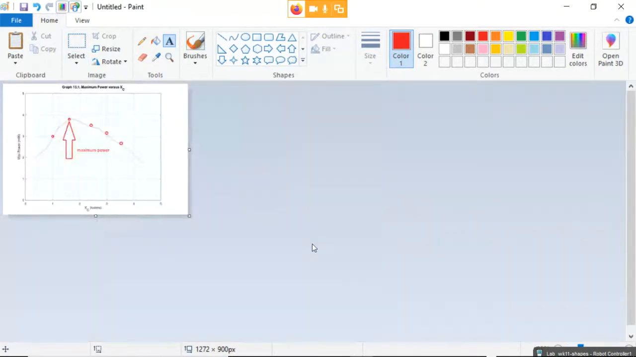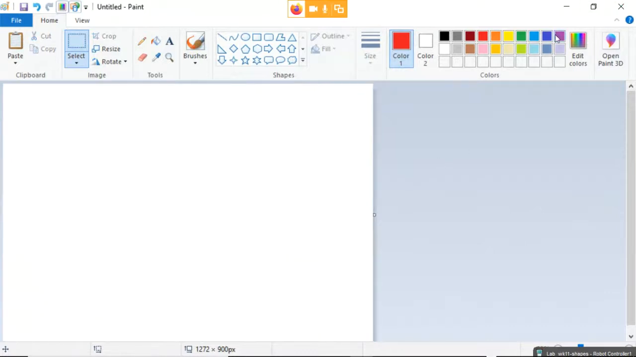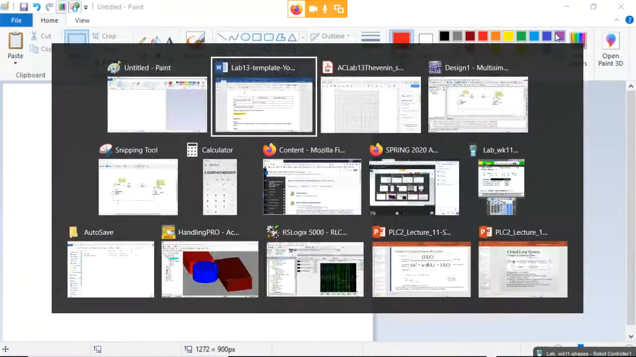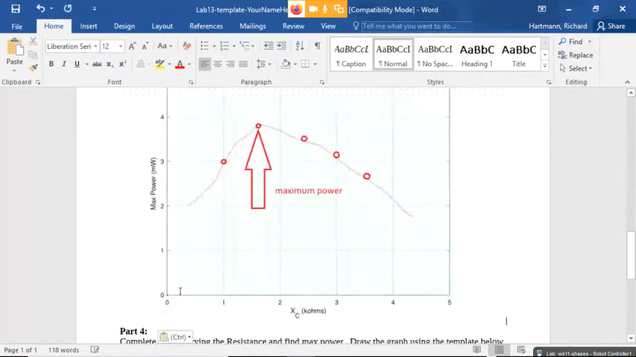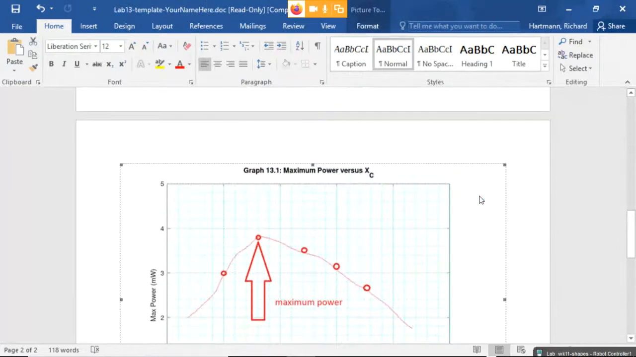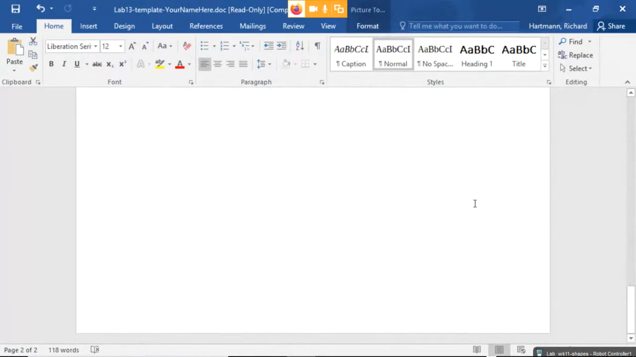And if you do a Control A, it will select the entire drawing again. And then I'm going to cut that out of there and paste it back into my Word document. Okay, so I'm just going to come back in, and where I had it, I'm just going to paste it back in, but now with the maximum power. Okay, and then we're going to do the same for part 4.